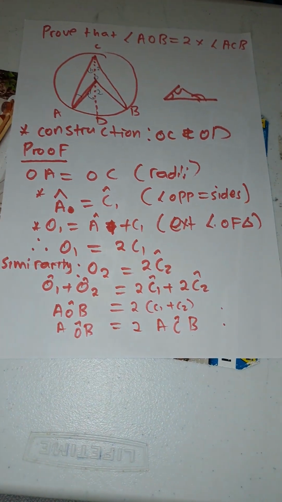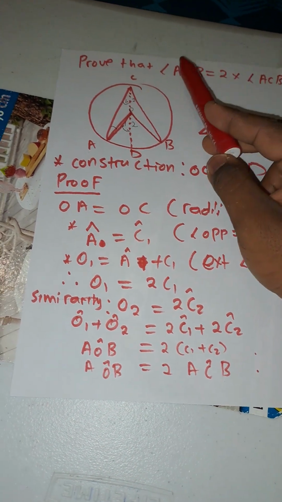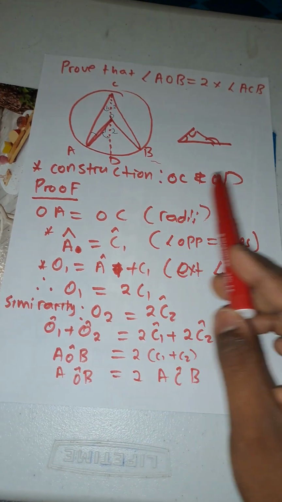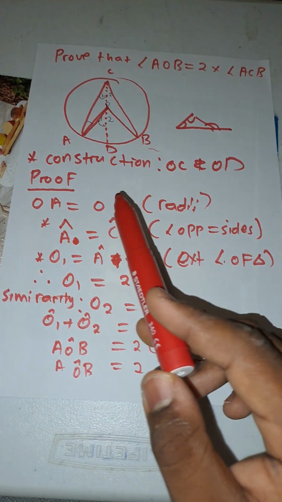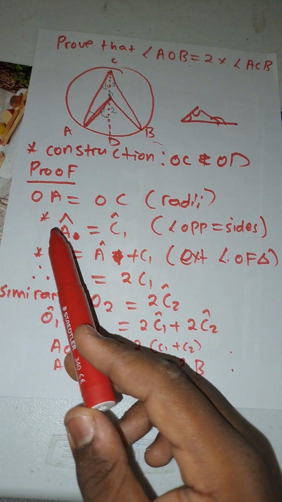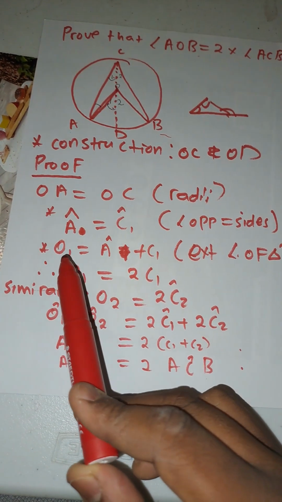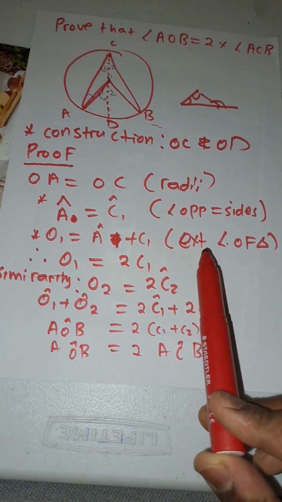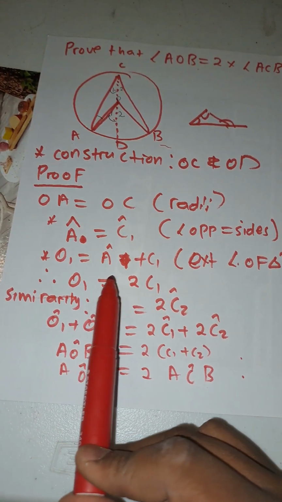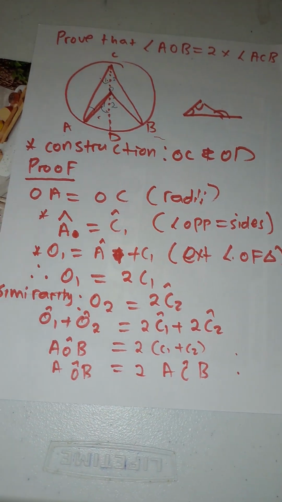So this is how we prove. The first thing that you must do, you must construct a vertical line, dotted, because you are required to prove that AOB is 2 times ACB. So you construct there, and then you know with your OA, it is equals to your OC, which is the radius, line from the center to the circumference, and then my angle A, it is equals to C1, angles opposite equal sides. And then O1, it is equals to A plus C1, which is exterior angle of a triangle. And then O1, it is equals to 2 times angle C1.